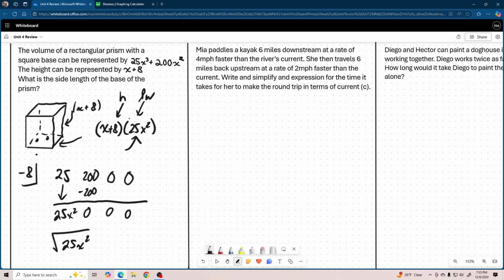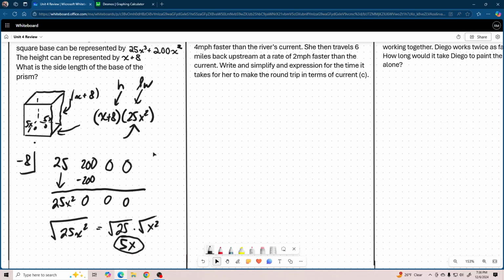If you want to look at this as the square root of 25 times the square root of x squared, you can do that, which will give us 5x, and this is our side. So this is 5x, and this is 5x. And if you don't believe me, what can we do to check our work? This is one that's really easy: just plug the stuff back in and see if it works.